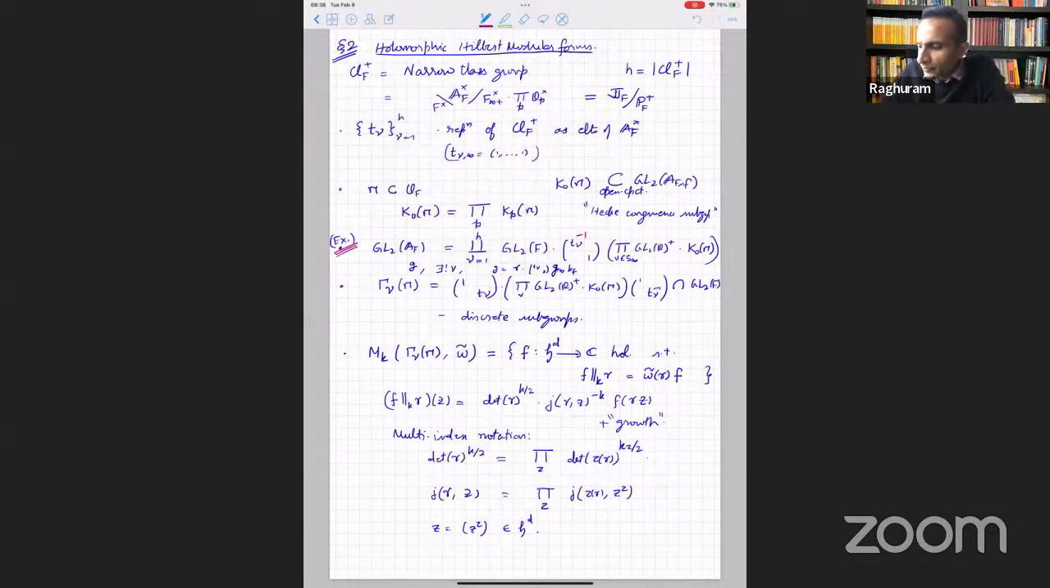And the reason is this exercise here, that if I look at GL2AF and I go, on the left, mod GL2 of the principal ideals F, and on the right I go mod maximal compact and some open compact subgroup, the level structure, then this is represented by elements in the narrow class group. Okay.